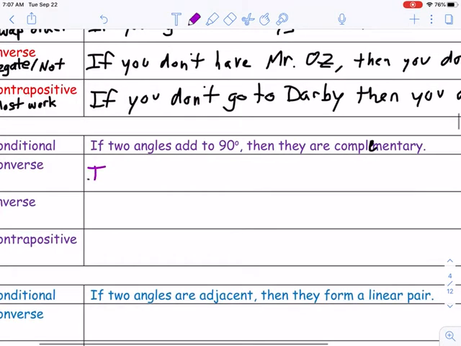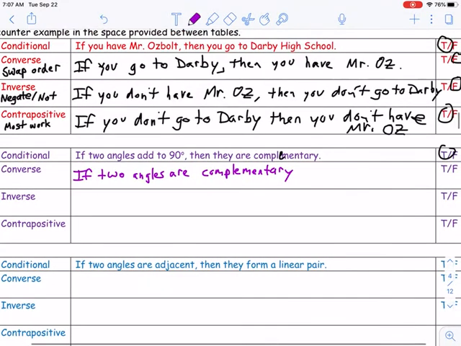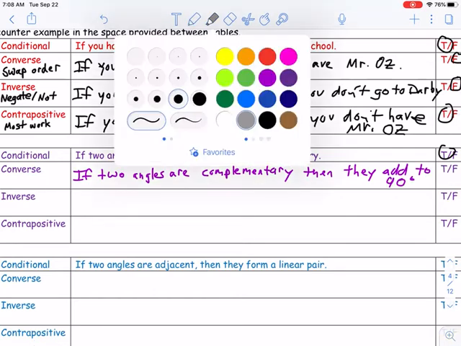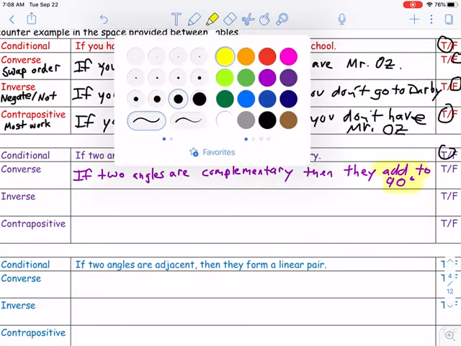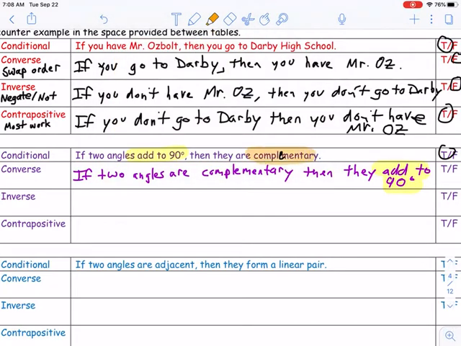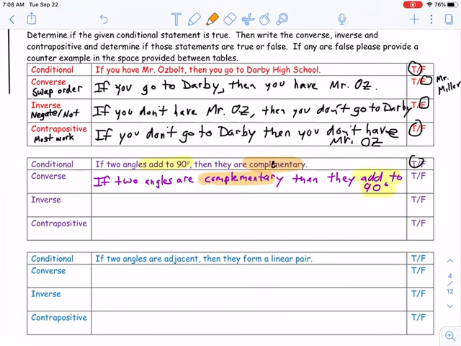Right? If two angles are complementary, then they add to 90 degrees. Alright? So remember, we just swapped the order there. Add to 90 degrees. The hypothesis went to the back. The conclusion went to the front. Alright, if two angles are complementary, then they add to 90 degrees. That's true.